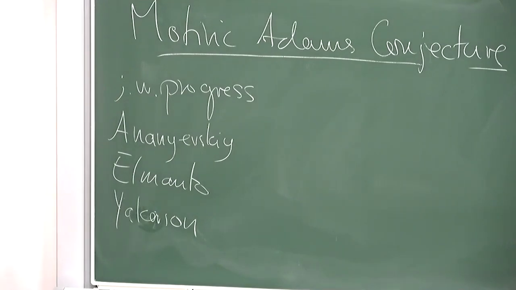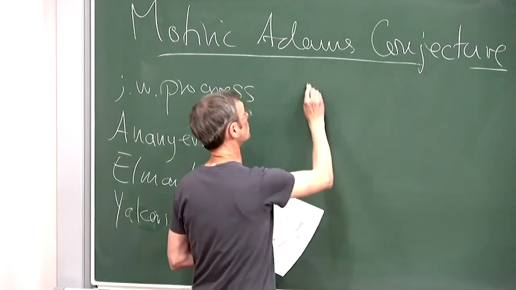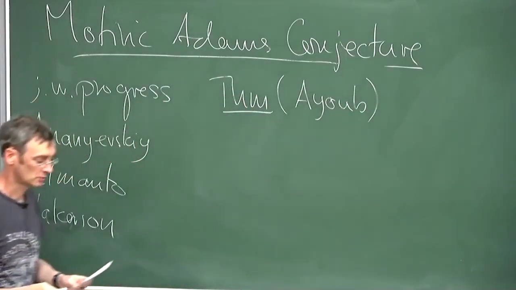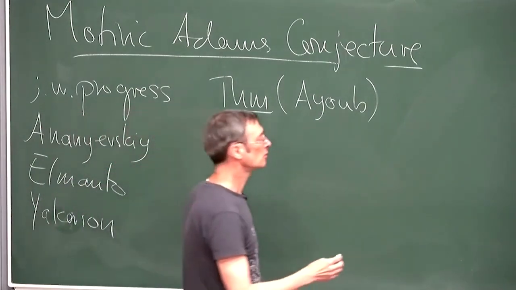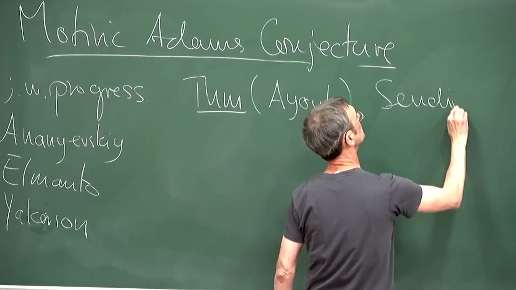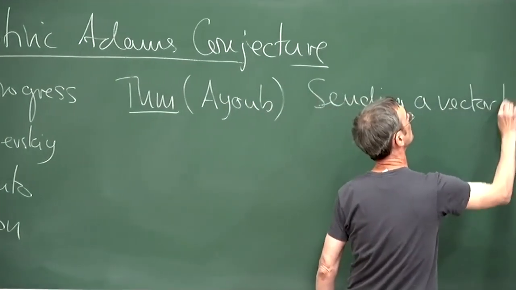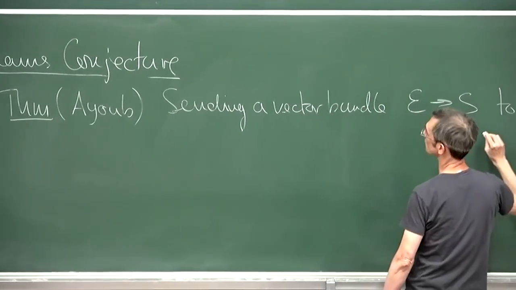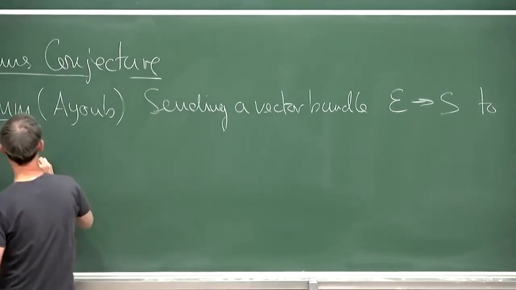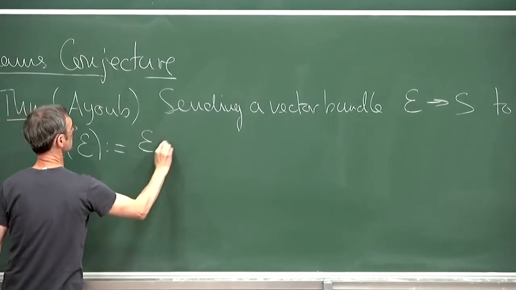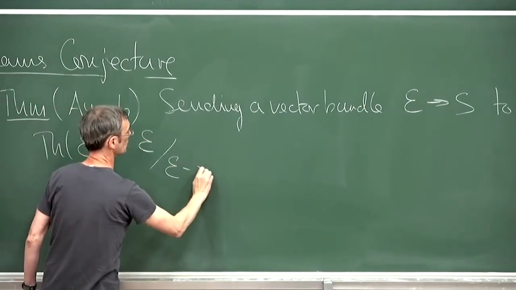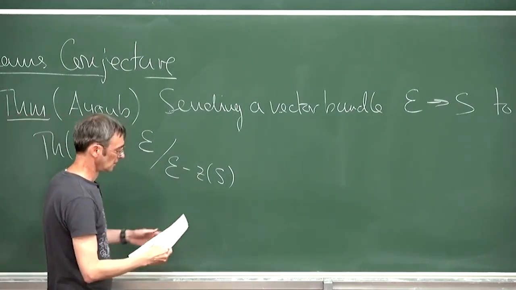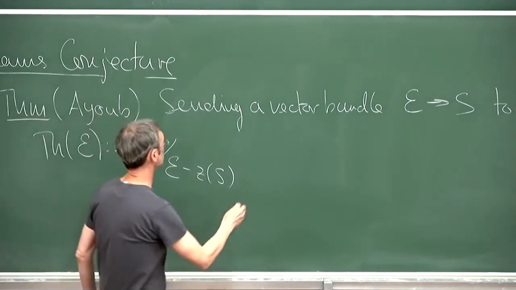So let me give a starting point for this topic by stating a theorem which probably should be attributed to Joseph Ayoub. You can do the following. You can take a vector bundle over some scheme, and you can send this to the Thom space. So this is the quotient. You take the total space, and then you quotient out the complement of the zero section. So any little z should be the zero section here. And this here defines a group homomorphism.